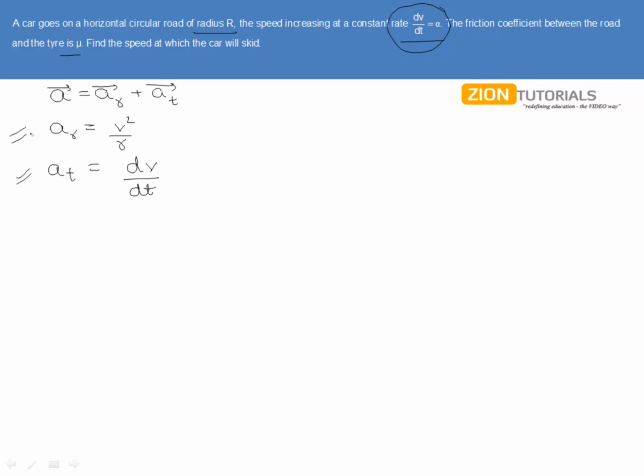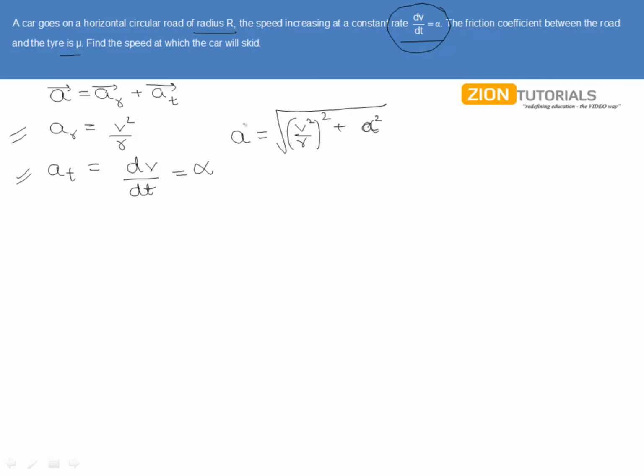So we can have the resultant acceleration as under root of tangential acceleration square plus radial acceleration square, that is v square by r whole square plus alpha square actually, where alpha is dv by dt.